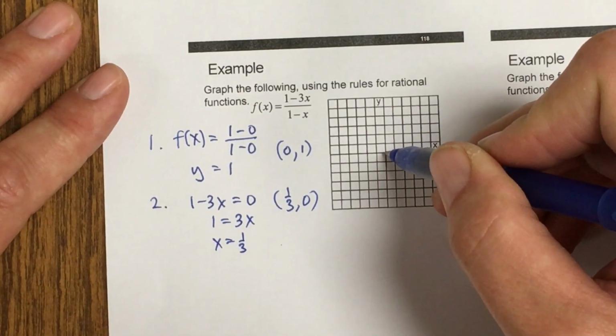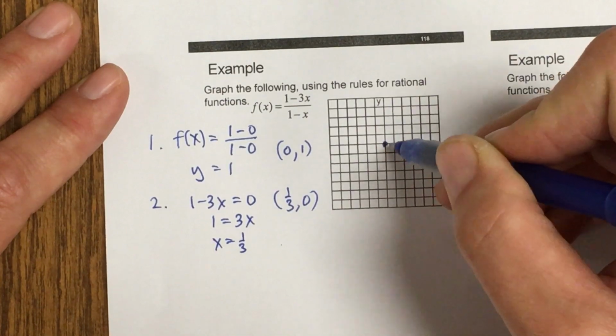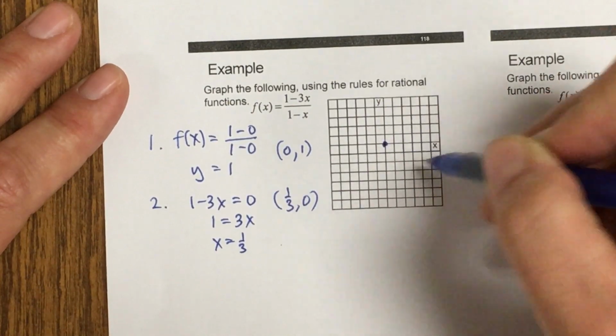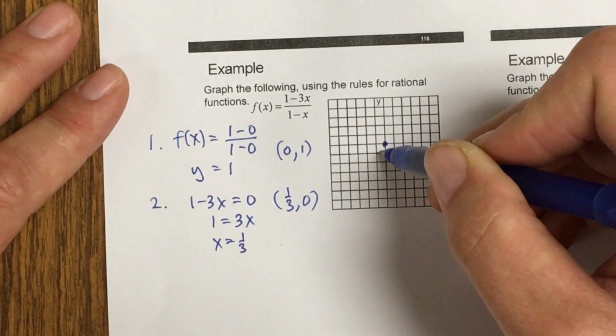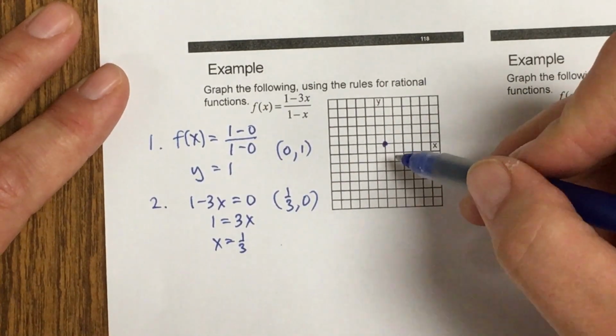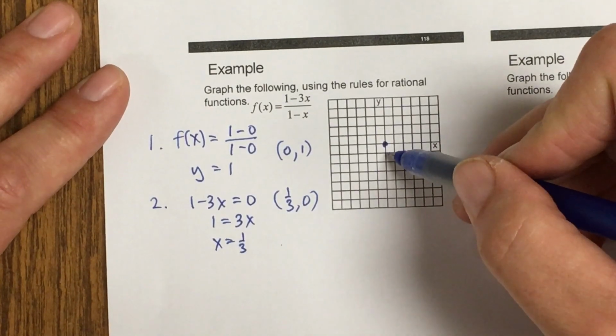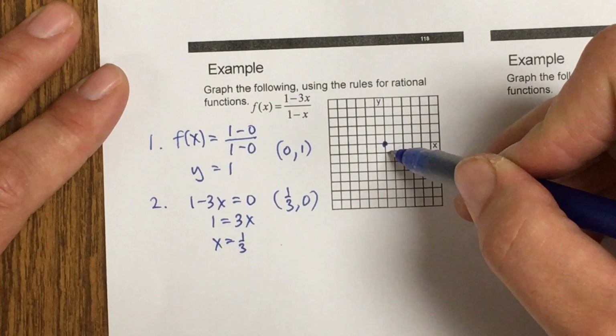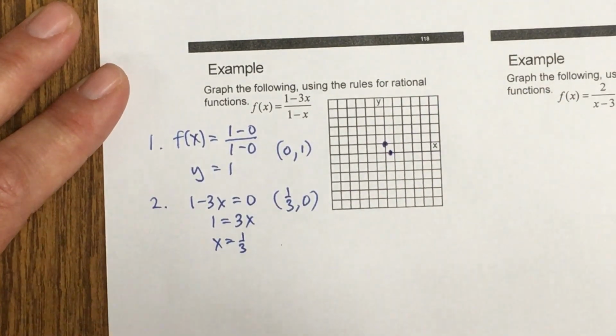So here I am at 0, 0. I want 0, positive 1. And I want 1/3. Uh-oh, did I just do that right? I can't really tell where my lines are. I guess that's okay. Okay, so that's that. And then now here I am at 0, 0. And I'm going to go 1/3, 0. So it's going to be something like that.